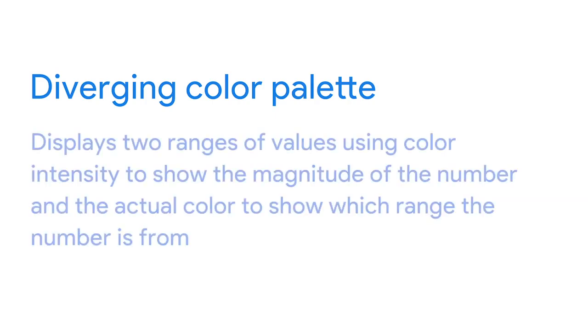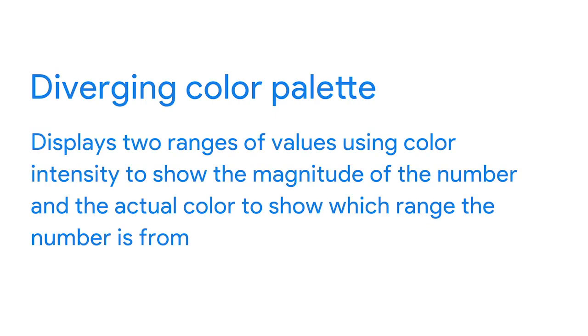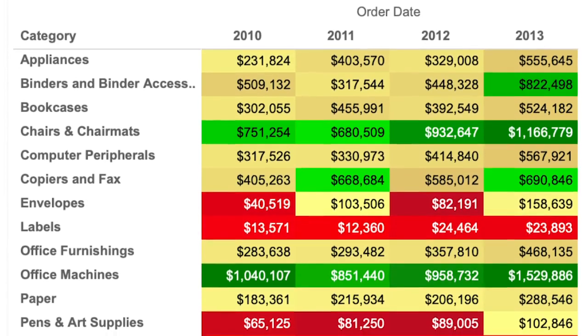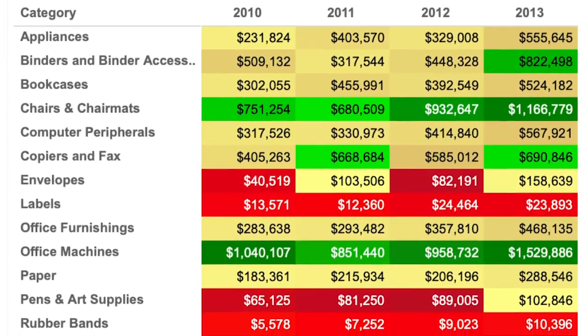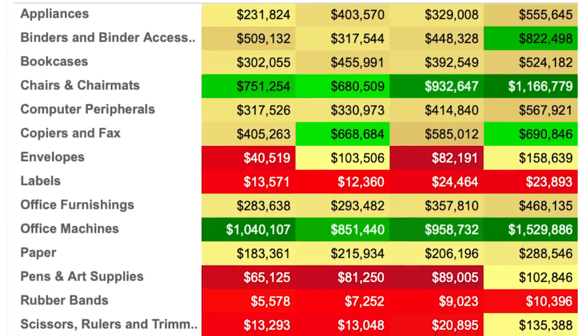Let's take a look at an example of a good use of a diverging color palette. A diverging color palette displays two ranges of values using color intensity to show the magnitude of the number, and the actual color to show which range the number is from. It's a good way to show the difference between numbers. Here, green is associated with higher numbers and red with lower numbers.